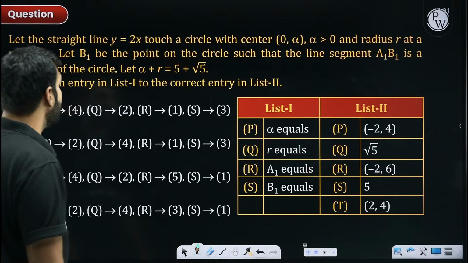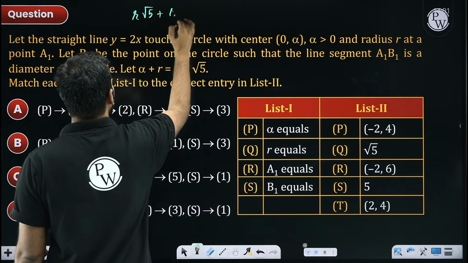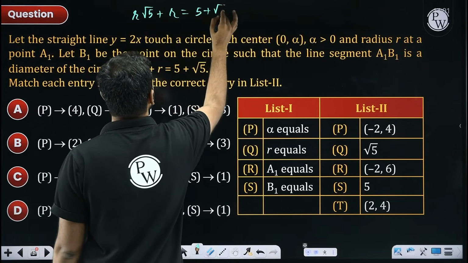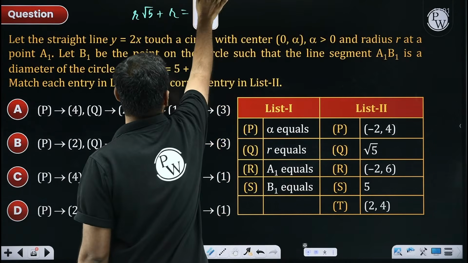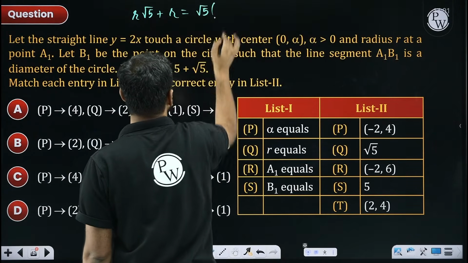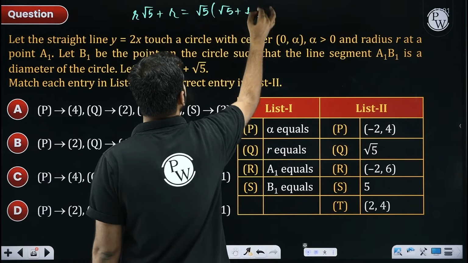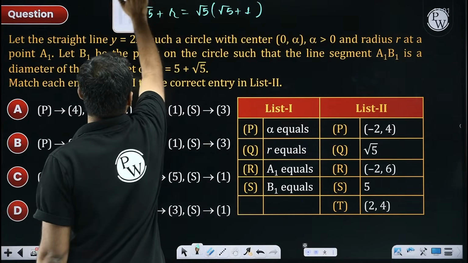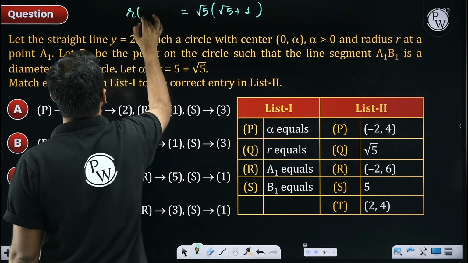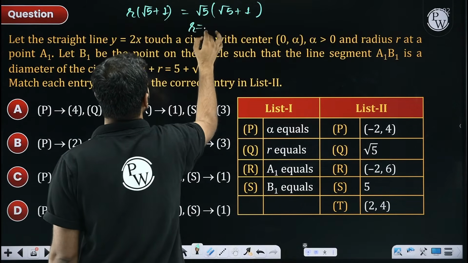We are told alpha plus r. Alpha is r root 5, so this is r root 5 plus r is 5 plus root 5. Everybody getting this? From 5 plus root 5, if I take root 5 common, this will be root 5 plus 1. And there if I take r common, this also will be root 5 plus 1. So r we receive as root 5.